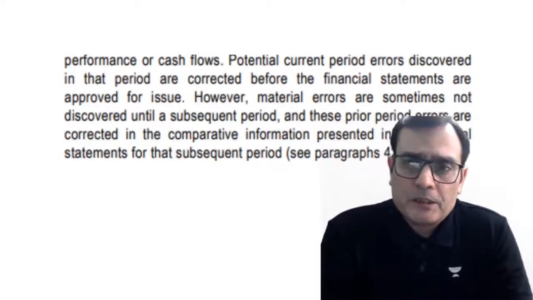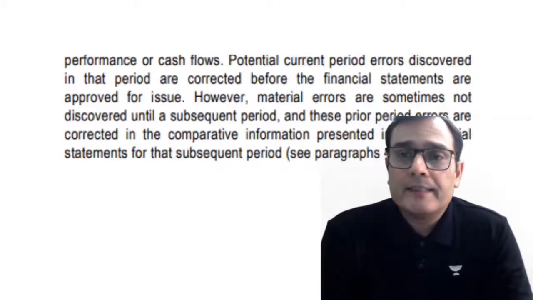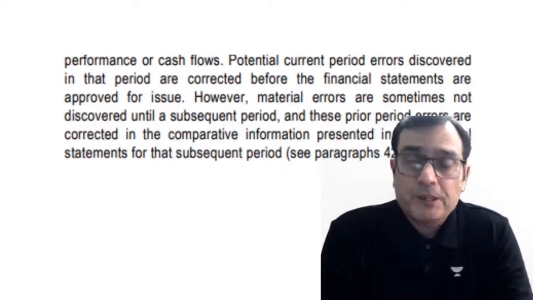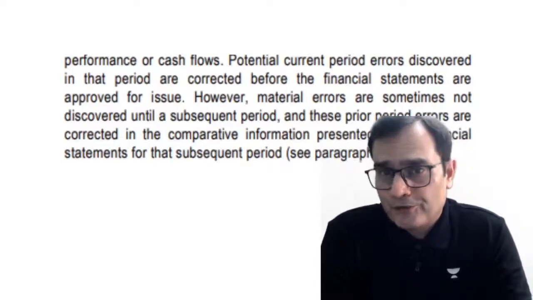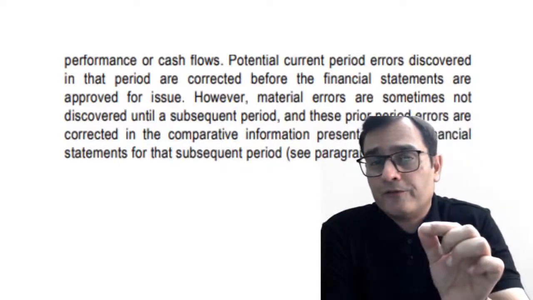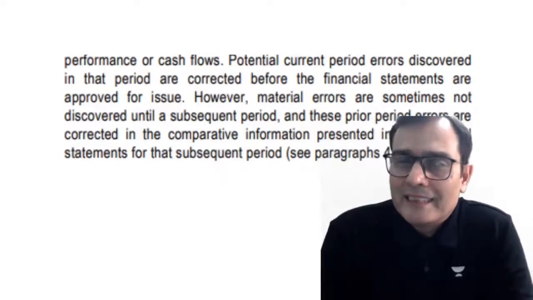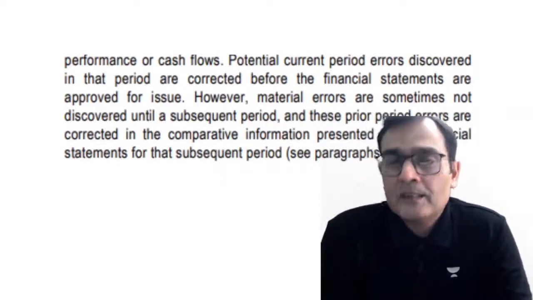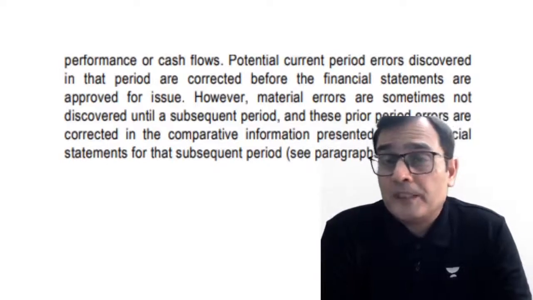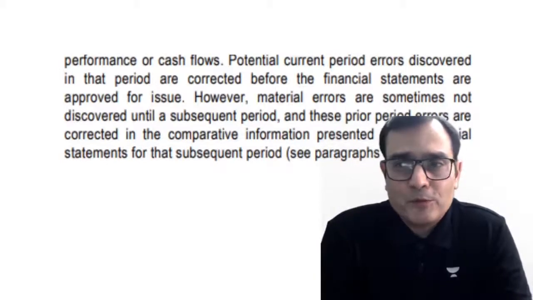Here, the main objective was only to tell you that errors could be in four areas, that is recognition, measurement, presentation, and disclosure. And we're looking in terms of errors which are located for the current year before the approval of financial statements. They don't need any retrospective effect. But if you're locating errors which have taken place prior to the reporting period, then of course a retrospective accounting would be required.